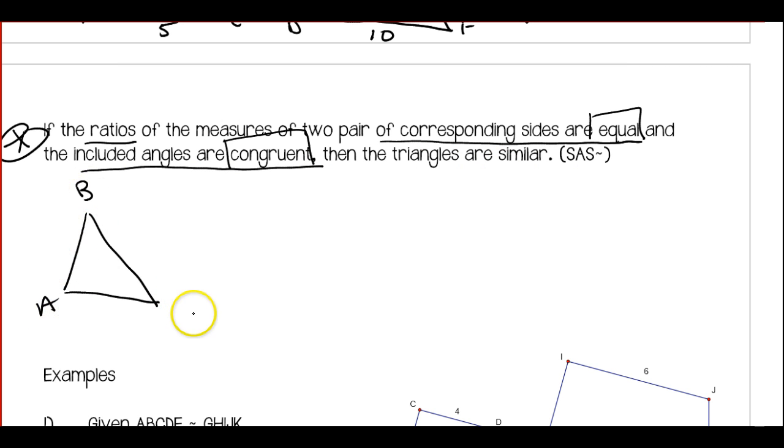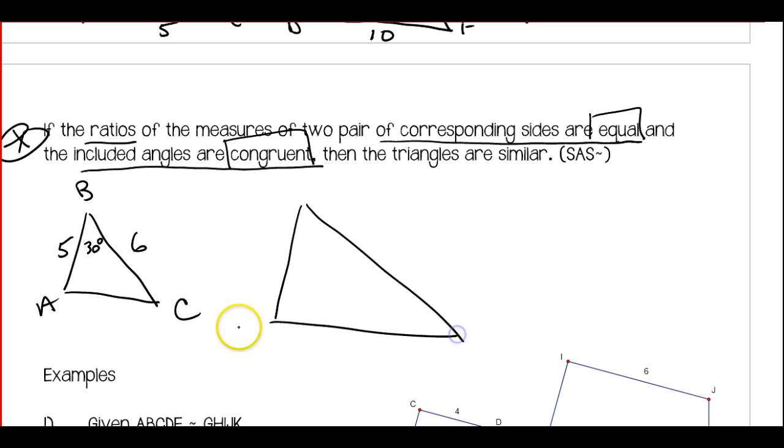A, B, C. Let's say this is 5, and this is 6, and this is 30 degrees. And here's triangle DEF. And let's say this is 10, and this is 30, and this is 12.